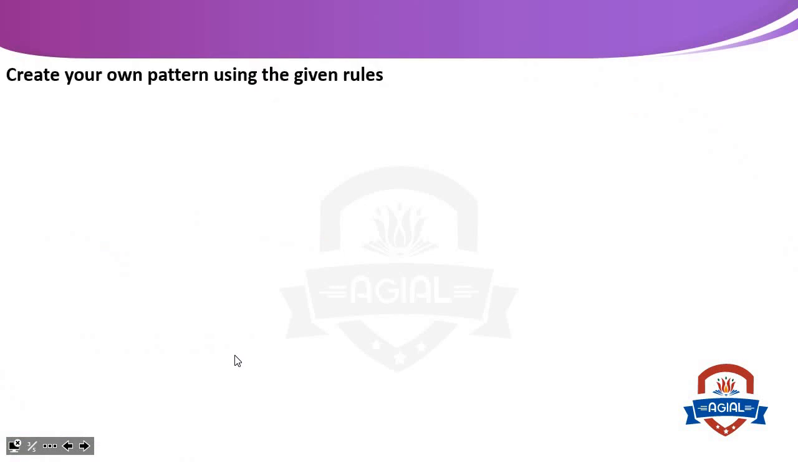So this is my lesson today. Create your own pattern using the given rules. Here we have two rules, positive 2 and negative 1, and we start with 22. We add the first rule, which is positive 2. 22 plus 2 equals 24. We subtract 1 because we have the second rule, negative 1. So 24 minus 1 will be 23.